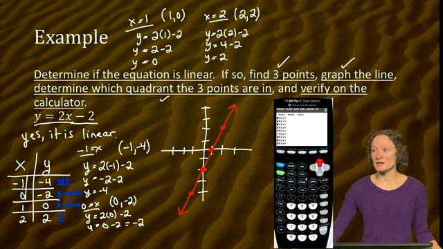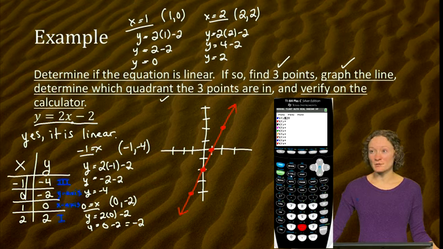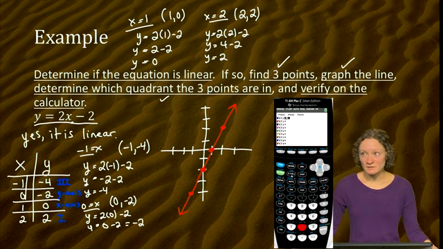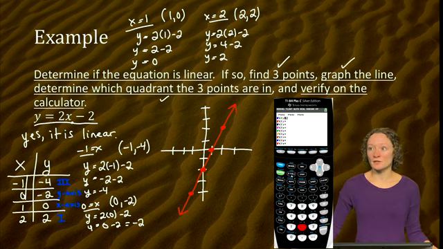Our equation is 2x minus 2, so you can hit the 2. X is on this button here at the top. It has a handful of variables on it. Because we are in the standard mode, when you hit this button, it's going to put X in there. The other variables are for different modes, nothing that we'll see in this course.